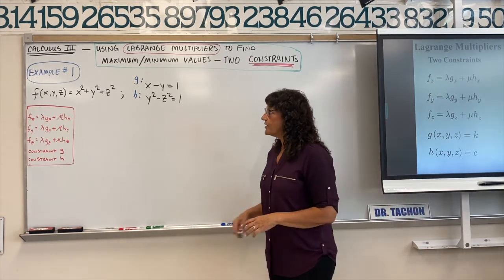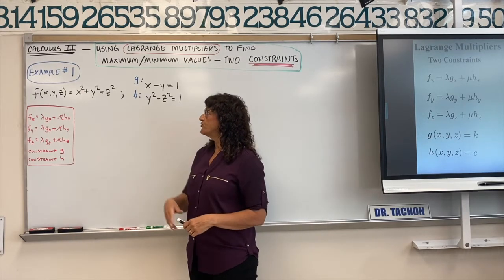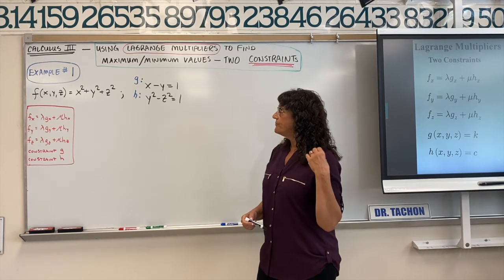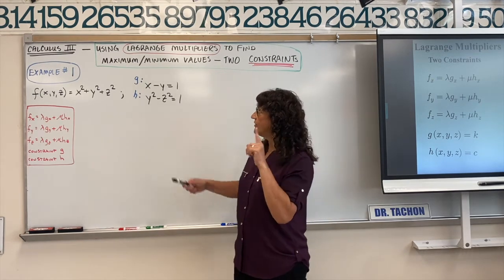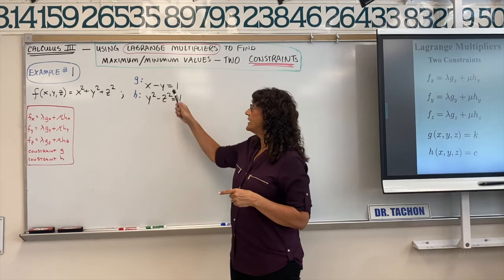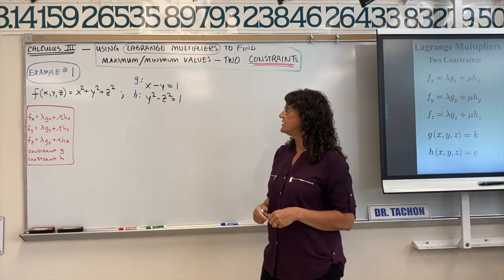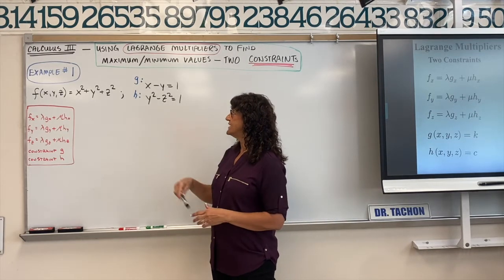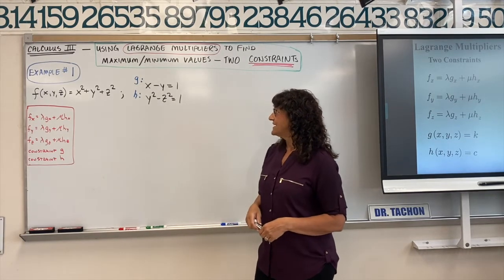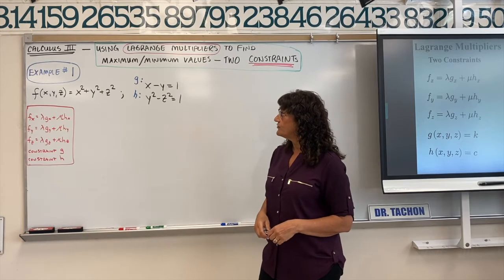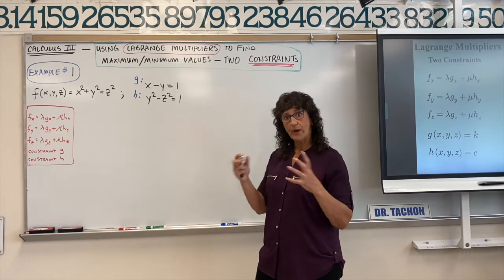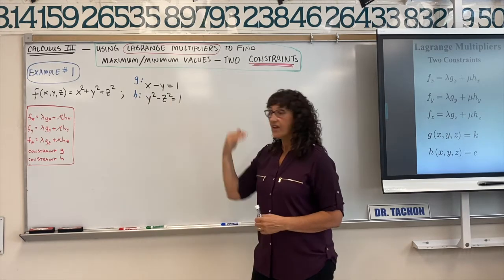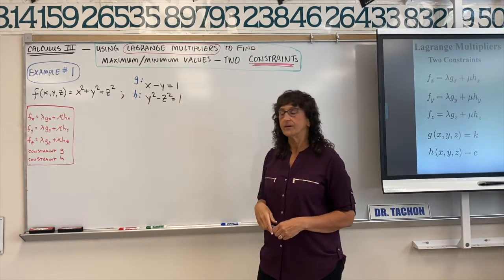In our first example, our function is x squared plus y squared plus z squared. There's our multivariate surface. Our first constraint, we'll call this our g constraint, will be x minus y equals 1, all the variables to the left and the constant to the right. And then our second constraint, we'll call that h, y squared minus z squared equals 1. We want to figure out where the surface, within these two constraints, has its highest and lowest points, our max value and our min value.